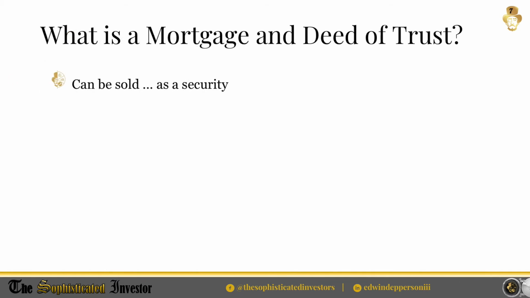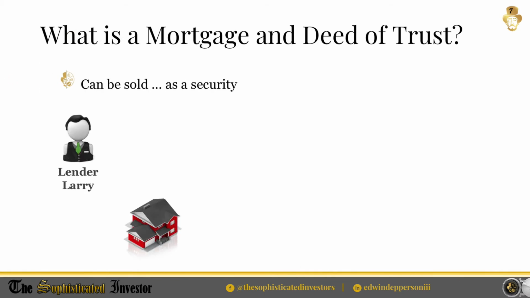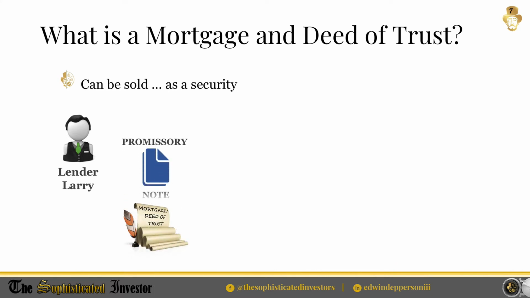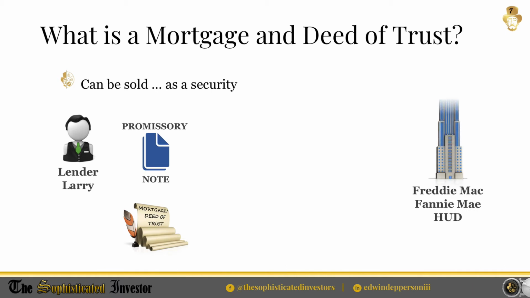So what is a mortgage and a deed of trust? Well, it can be sold as a security. In this case, we're talking about large lending companies that make or originate many loans in 1 month. And so what they have are all these loans, these mortgages and deeds of trust. As you know, the mortgage and the deed of trust is a physical representation in paper of that hard tangible asset. And what they do, Larry the lender will take these promissory notes along with the deeds of trust and mortgages, and they will create a security and sell them to these large investors.